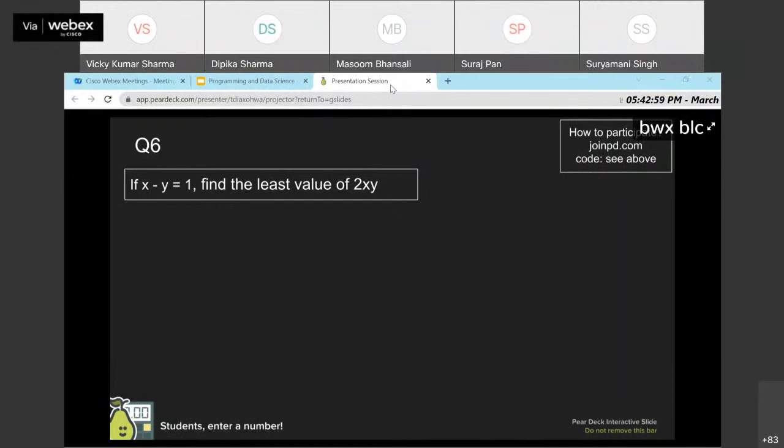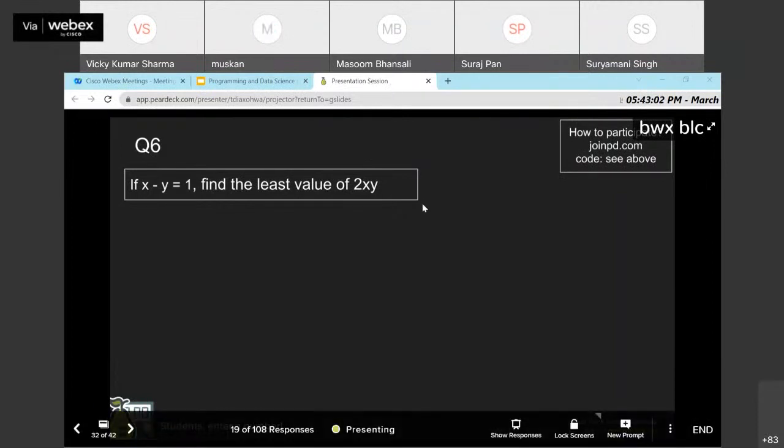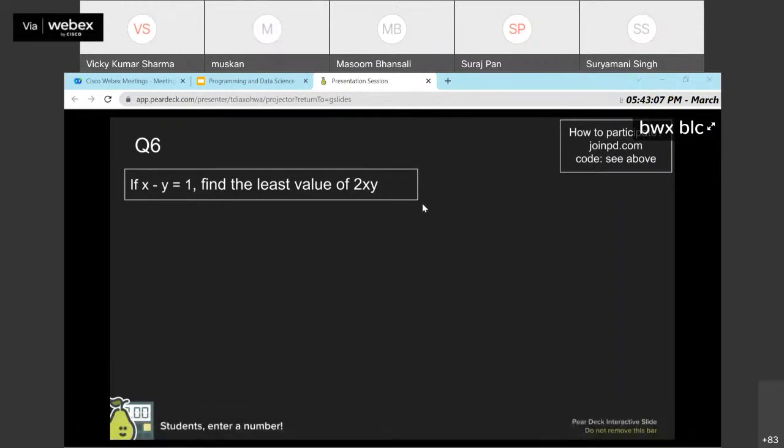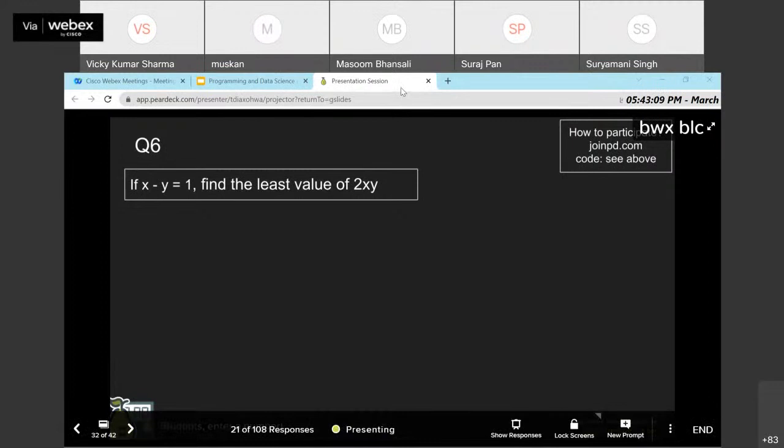It is for data science, sir, maths for data science. Yes. Which week? This is calculus, so I think this is week number 9. Yeah, this is week 9.